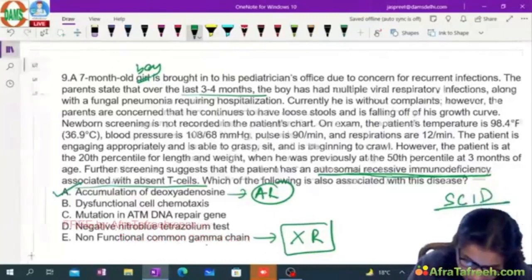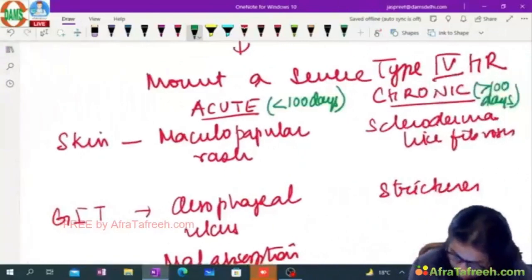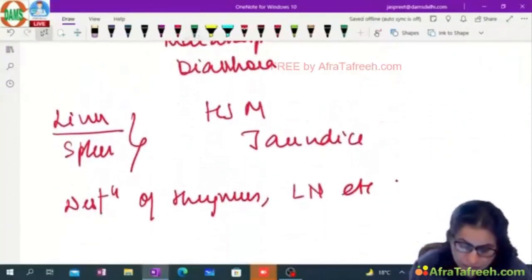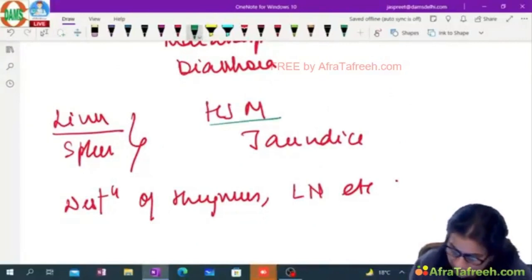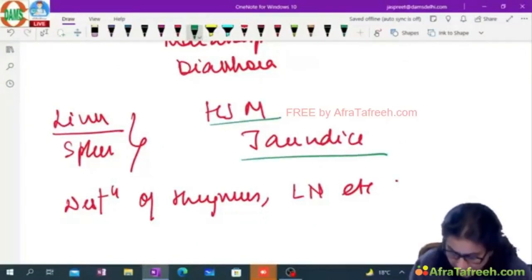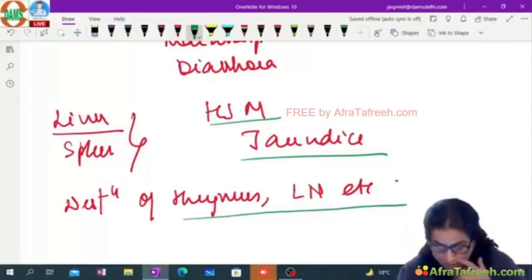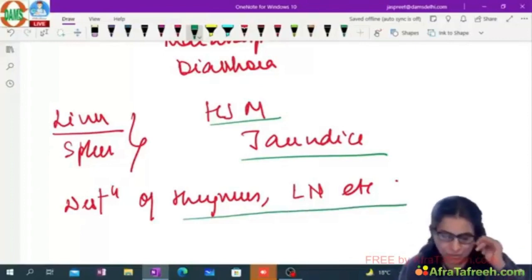Okay, Rishita, you want the last point in GVHD. Last 2 points: liver and spleen. There is hepatosplenomegaly, plus there is jaundice, and there is destruction of thymus, lymph nodes, etc. So lymphoid tissue is also destroyed. So thymus is destroyed, lymph nodes are destroyed.